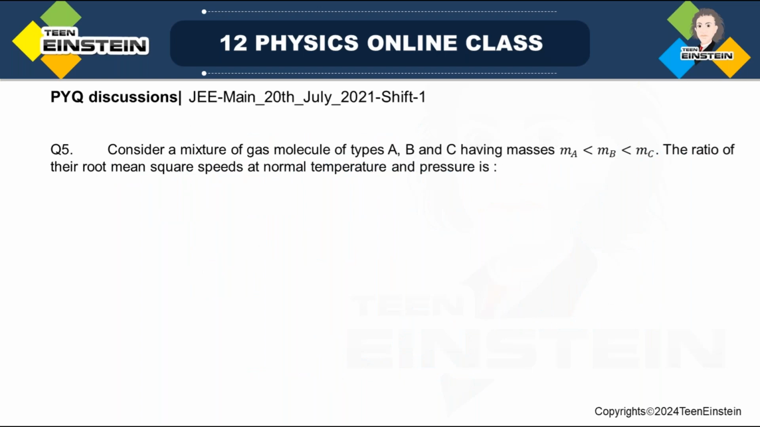So this problem, let me first give you the options for this problem. Let us read it first. The question says, consider a mixture of gas molecules of types A, B, C having masses Ma less than Mb less than Mc. That means the mass of the molecule of type C is greatest, then Mb, then Ma. The ratio of their root mean square speeds at normal temperature and pressure.